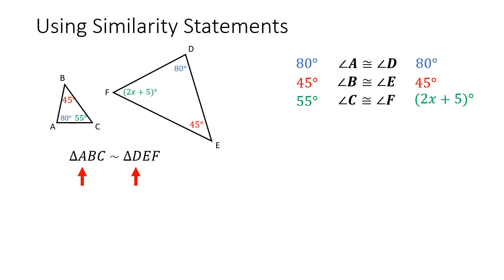And then to solve for x, because I know C and F are the same angle essentially, I just make an equation out of that. So that 2x plus 5 has to equal that 55 degree measure. And then we solve from there. Subtract 5 from both sides, then divide, and we find out that x is equal to 25. Okay.